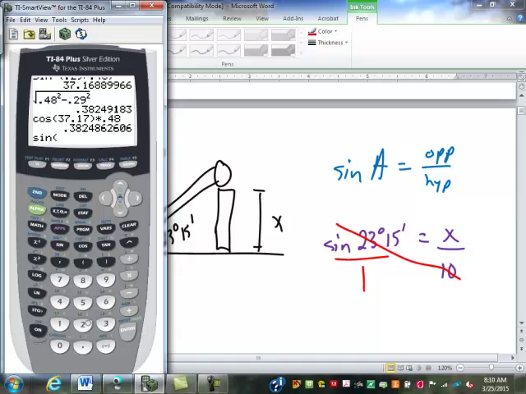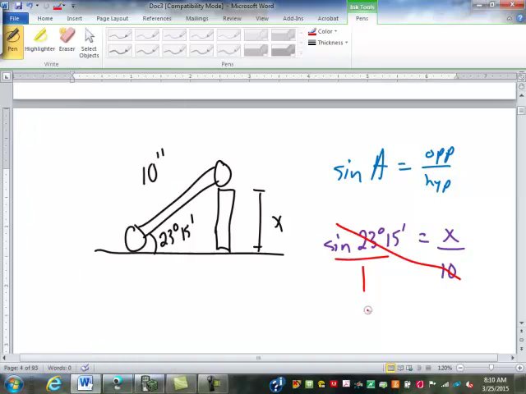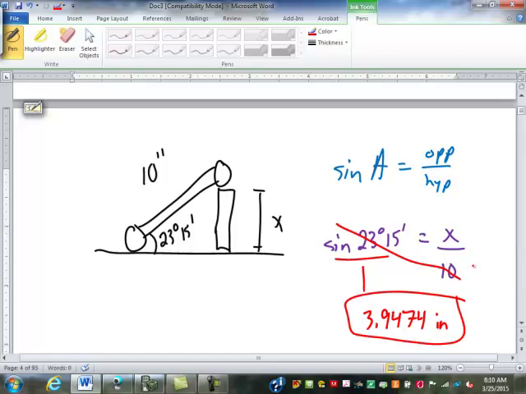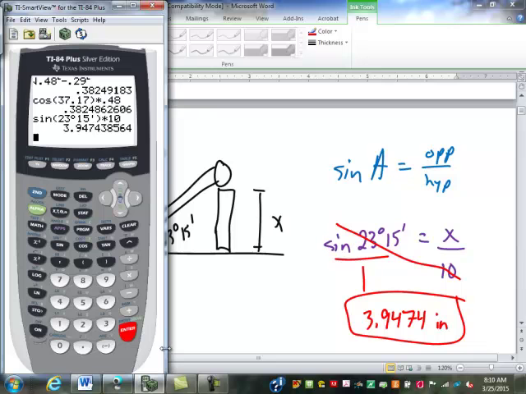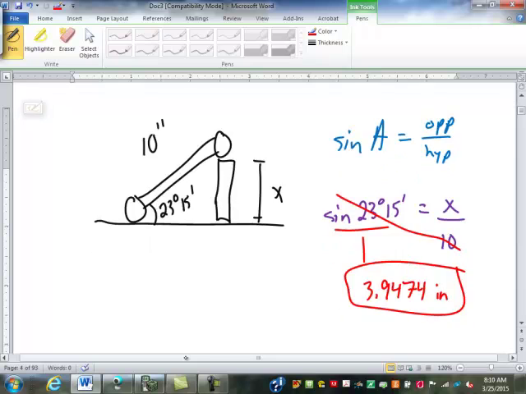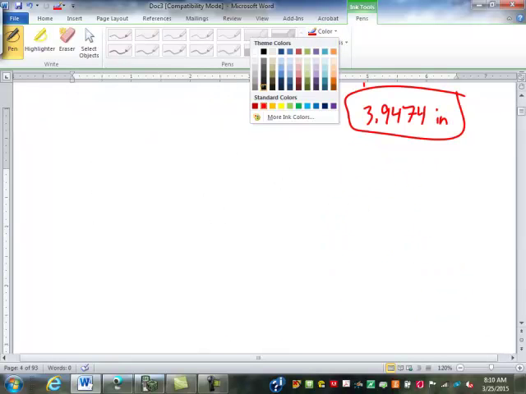So we put in the 23 degrees, and 15 for our minutes, close the parentheses, and then times 10 and divide by 1. We get 3.9474. Why did I go down to the 10,000th of an inch there? Because our gauge blocks go down to a 10,000th of an inch. Let's look at another one.